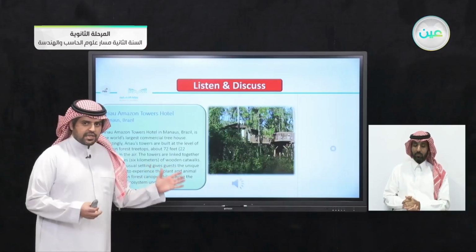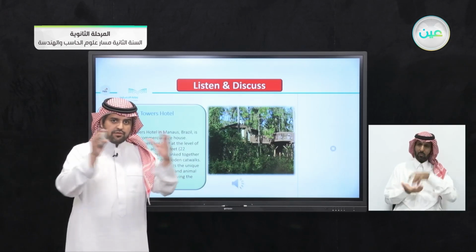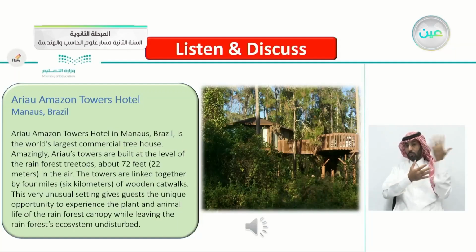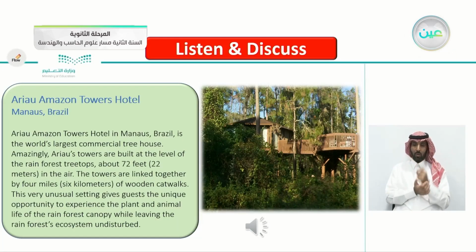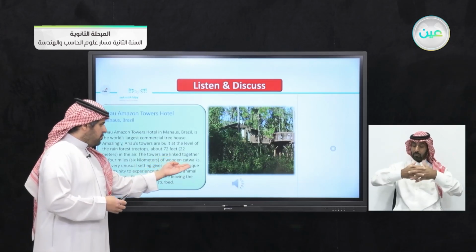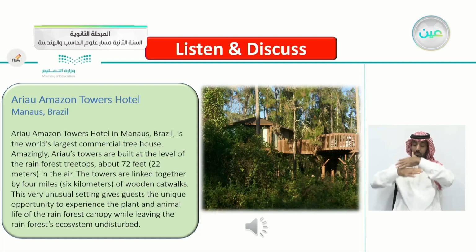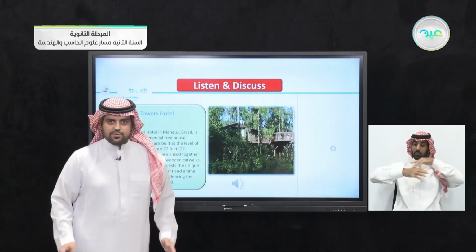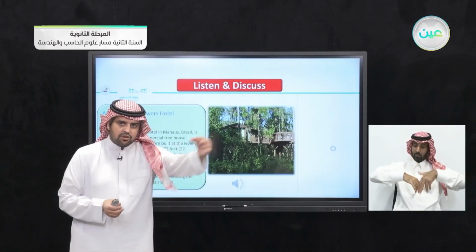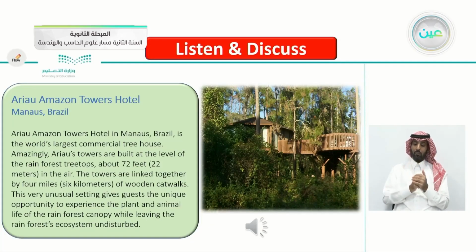So this is a unique idea for hotels. They are located over trees, actually 22 meters in the air. And not just one hotel, multiple hotels. And they are all connected, as it says here, by wooden catwalks. A catwalk is like a small aisle or maybe a small bridge that you can walk on. This is a very smart and unique idea for hotels.